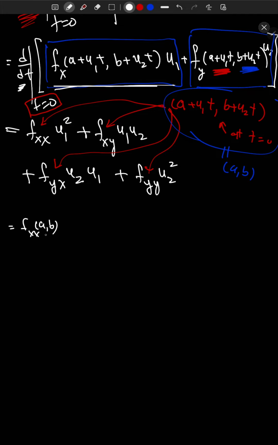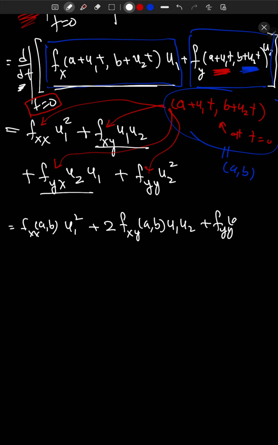So this is actually fxx at a comma b, u1 squared, plus fx, two of these, because notice that this term and that term are the same. And again, we can swap the order of the partial derivatives because we're assuming everything is nicely differentiable. So this is plus 2 fxy ab u1 u2 plus fyy ab u2 squared.